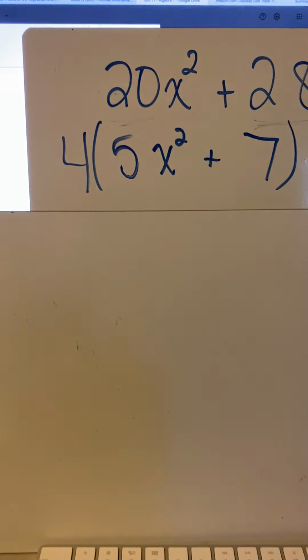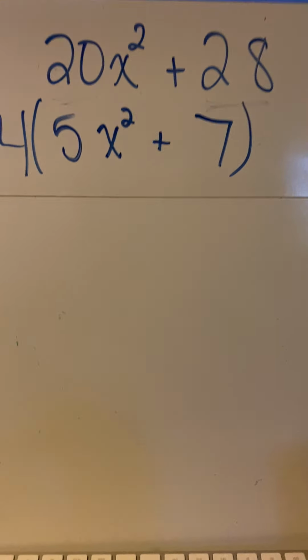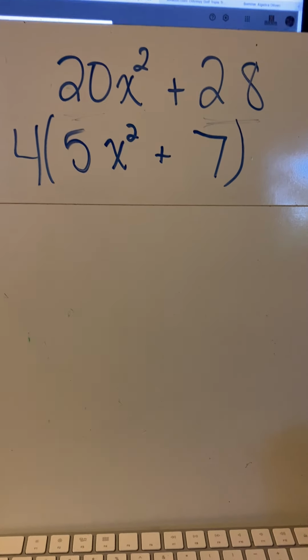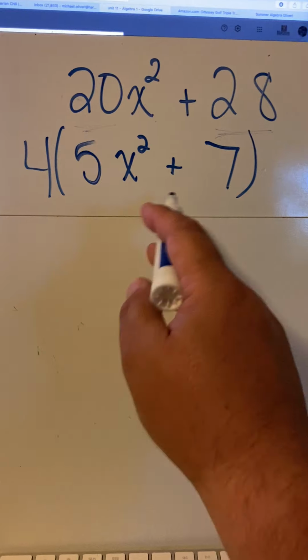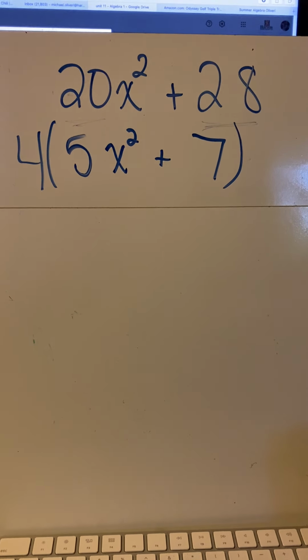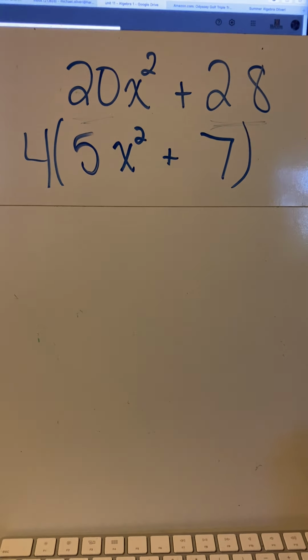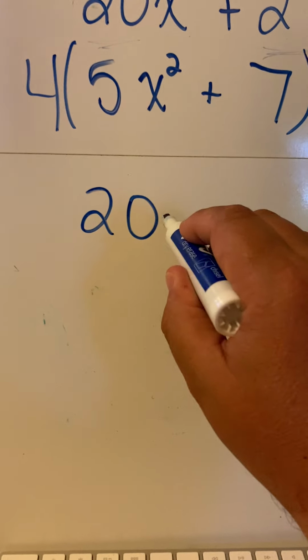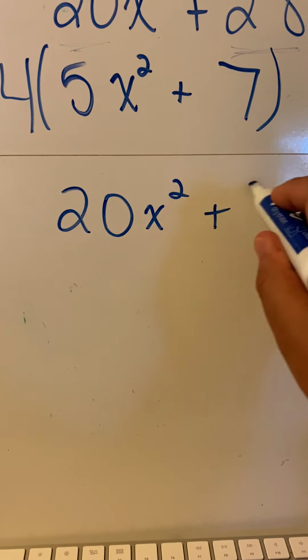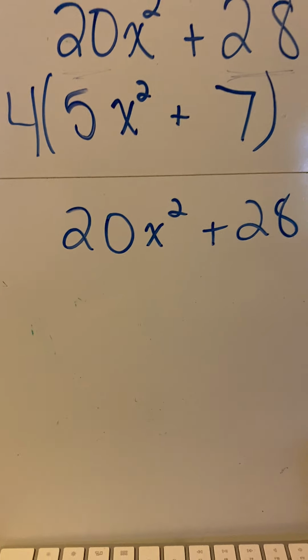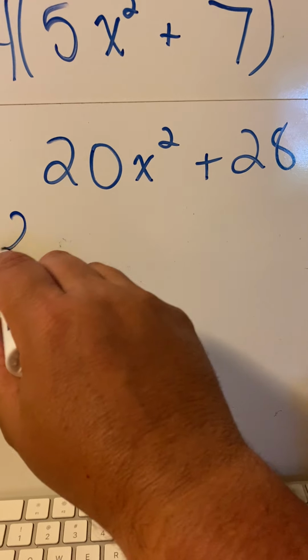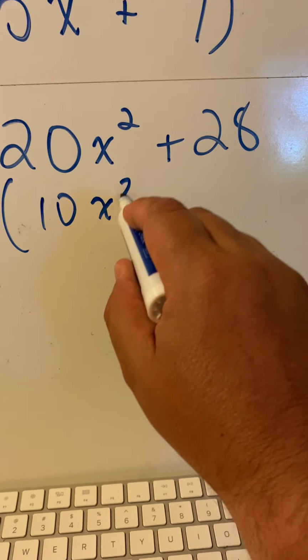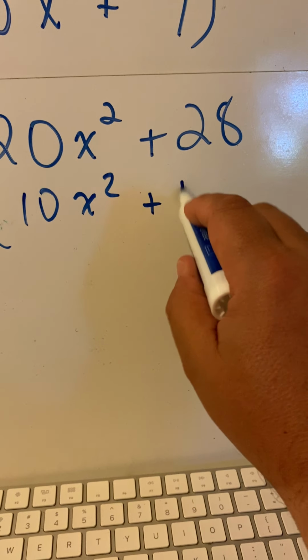Factoring out the 4, this will be beneficial eventually. Right now, it's just being able to factor something out and making something a little easier to work with. 5x squared plus 7 is easier to work with than 20x squared plus 28. Now, what I said before, if you don't use the greatest common factor, you could have said, okay, 2, that makes 10x squared plus 14.